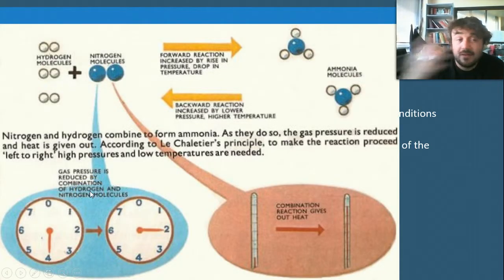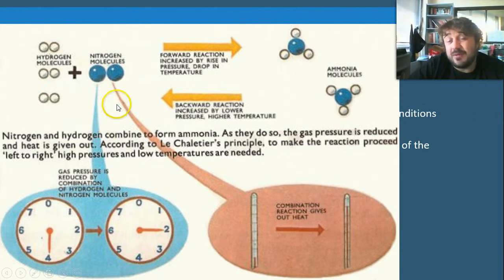All right, so let's have a quick look at it. We have 3 gaseous molecules of hydrogen, 1 gaseous molecule of nitrogen. We add those together, and this gives us 2 gaseous molecules of ammonia. Okay, so this is 4 gaseous molecules, 2 gaseous molecules. So if we increase the pressure, it will move towards the side with fewer gaseous molecules. If we increase the temperature, it will move to this side because it's an exothermic reaction.